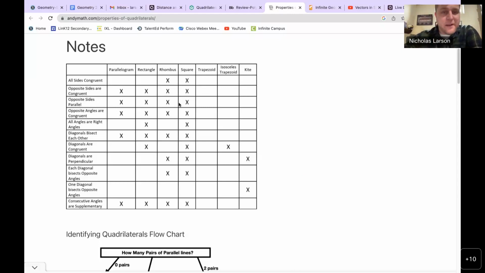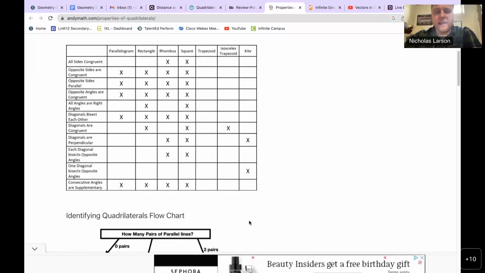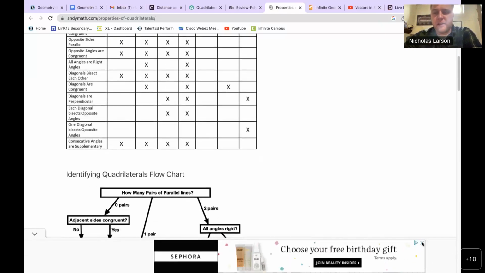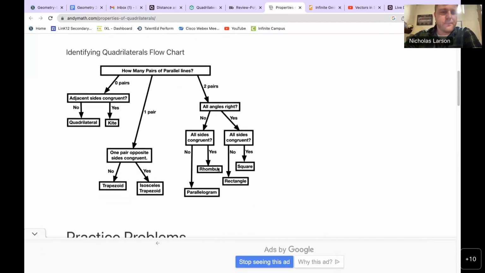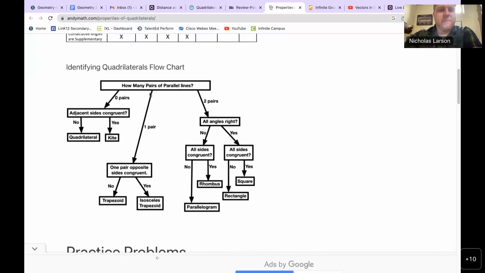Opposite sides are parallel in these four shapes. Right angles bisect each other. We can come back to this, and I'm going to post it on Schoology. If you are taking a quiz or a test, keeping this by you is going to help because you can reference which properties apply to each specific shape. And then there are a couple of different flow charts, with questions like, does it have parallel lines?